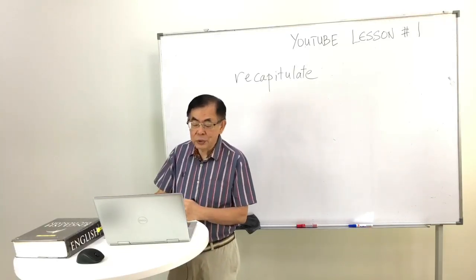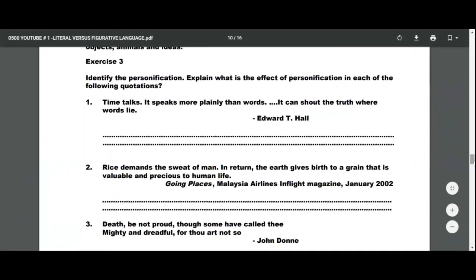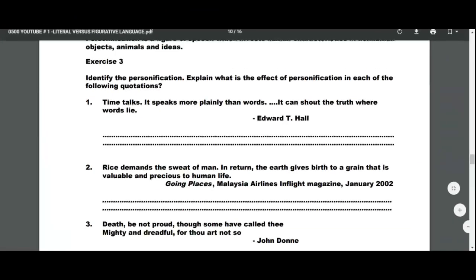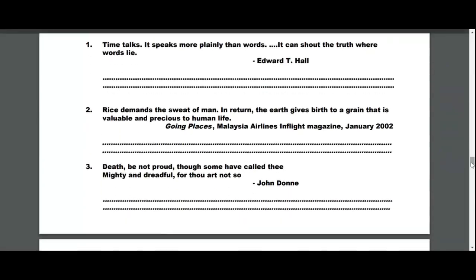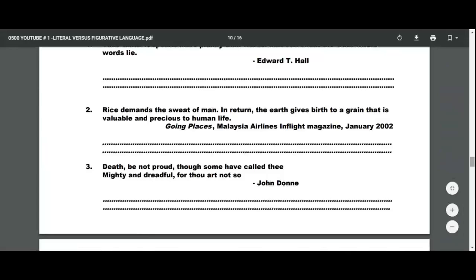And question 2, we have this other personification. Rice demands the sweat of man. In return, the earth gives birth to a grain that is valuable and precious to human life. Can the earth give birth? So this is the personification of earth. The earth gives birth to a grain that is valuable and precious to human life.